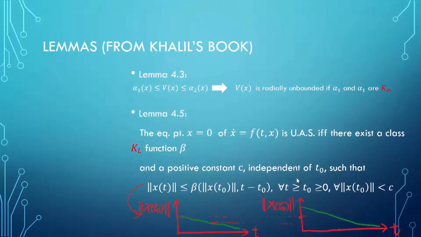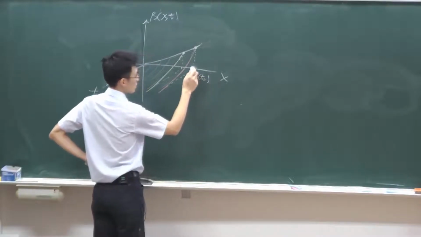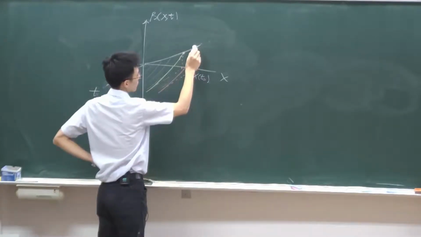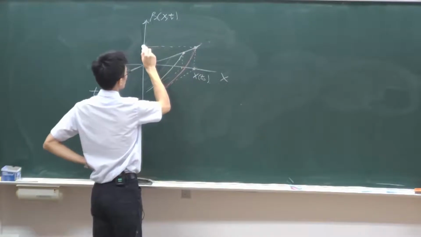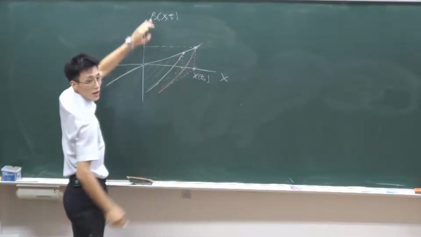So now, in this condition, because x(t0) is an initial condition, it's a fixed value. That means you can pick any x(t0). This value in the initial condition here is a constant, which implies you already pick some beta function with this value. Now, what is time variant is this t. You increase t, and you obtain a beta value that decreases with time, right?